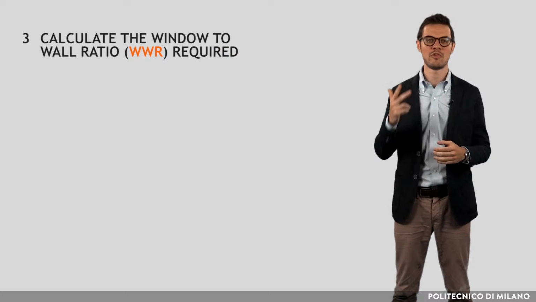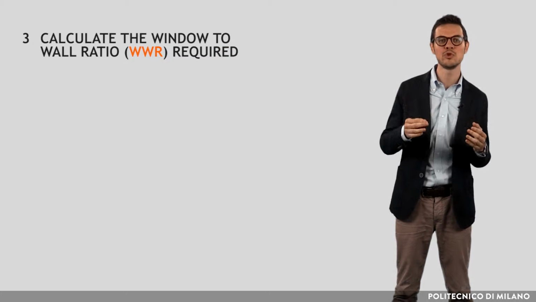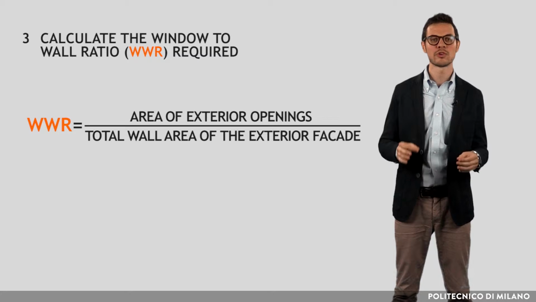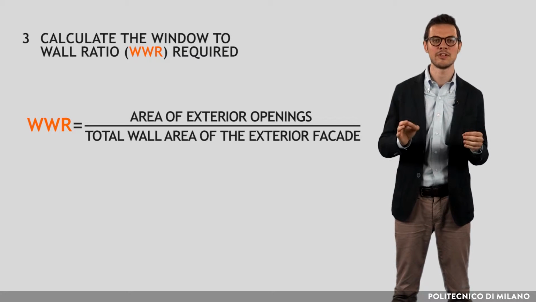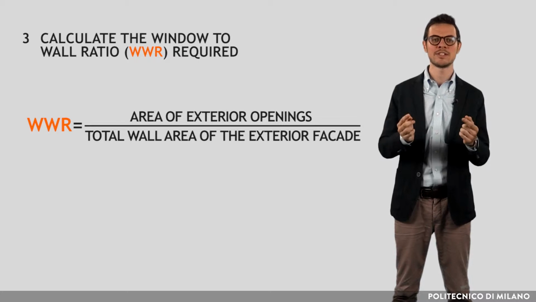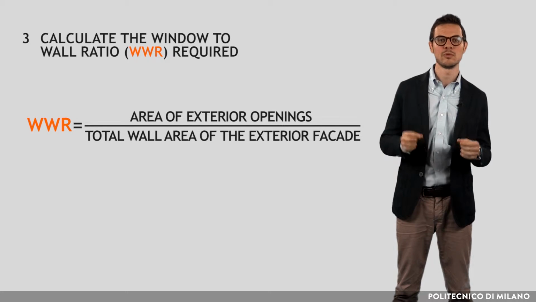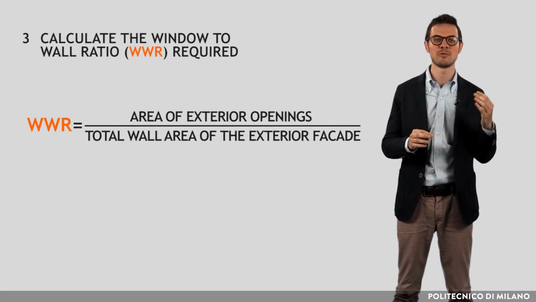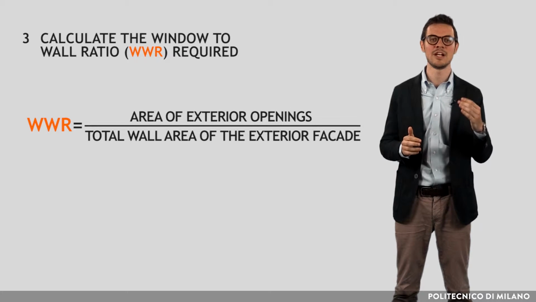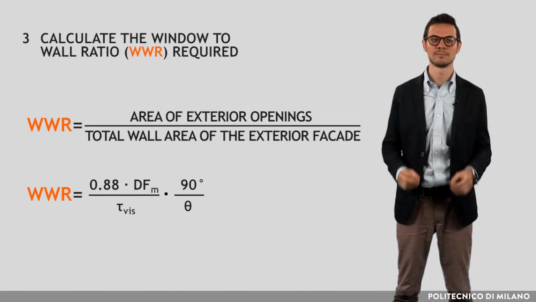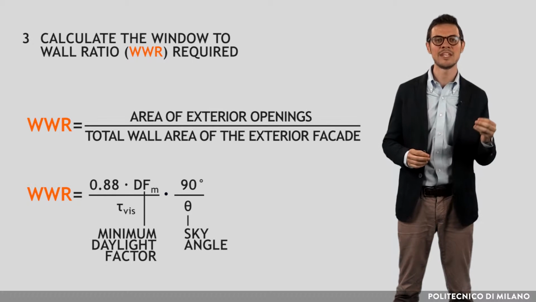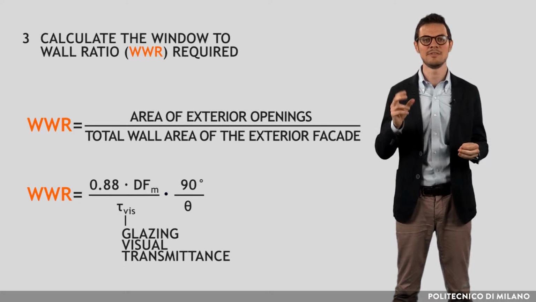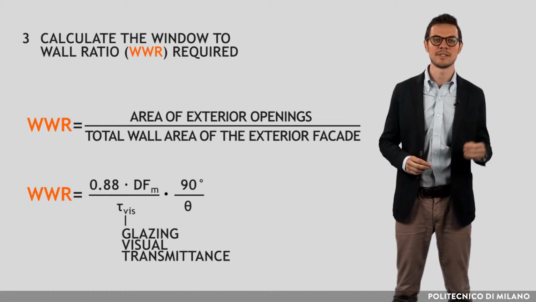Now let's move on to the third step, in which the required WWR has to be calculated. The window to wall ratio corresponds to the ratio between the area of the exterior openings and the total wall area of the exterior facade. The minimum window to wall ratio required for a side lit space, taking into account external obstruction, glazing type, and target mean daylight factor, is given by this formula, where sky angle and minimum daylight factor are the parameters evaluated in the previous steps, while TVis is the glazing visual transmittance.